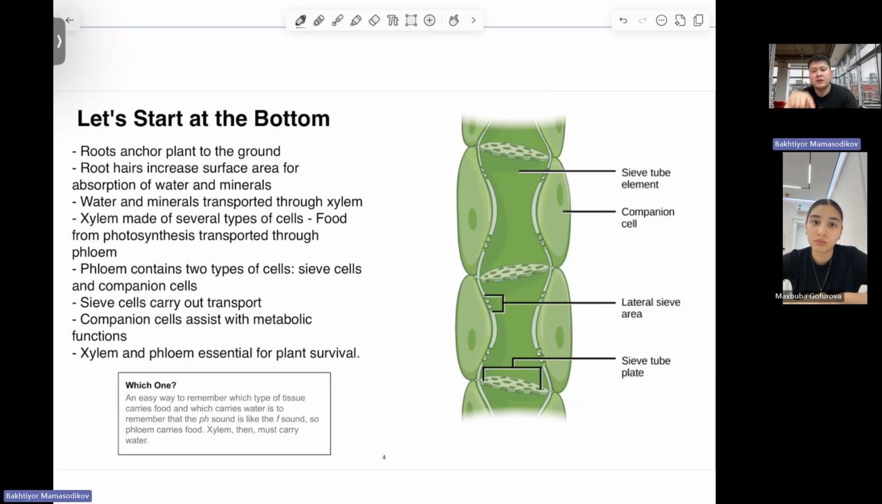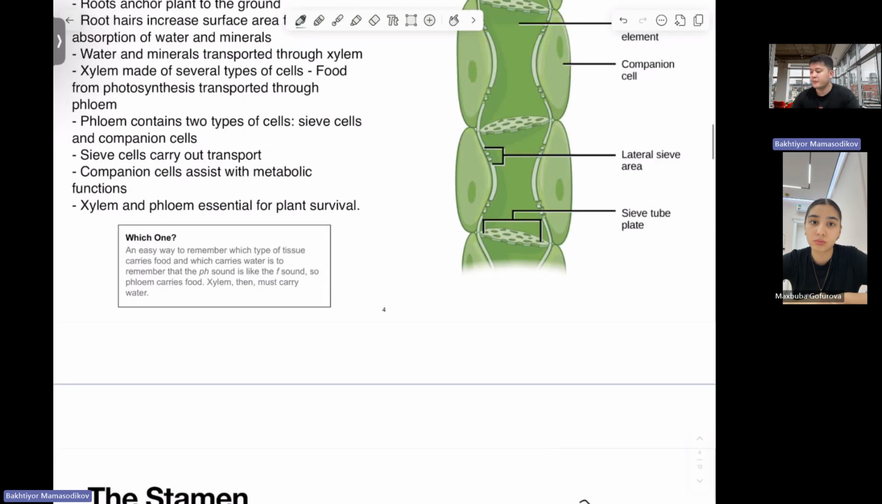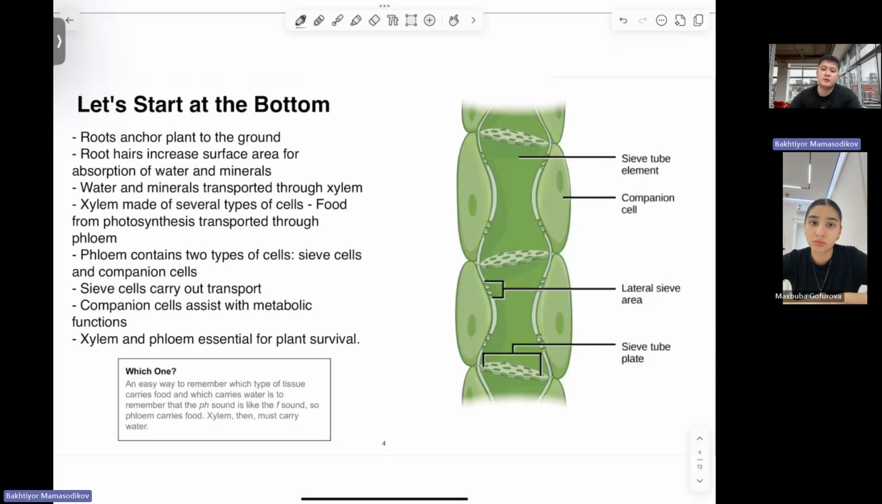So they look like the villi on your small intestines. They both increase the surface area to improve absorption. And after that, how is the water and mineral transport with the xylem going to happen?